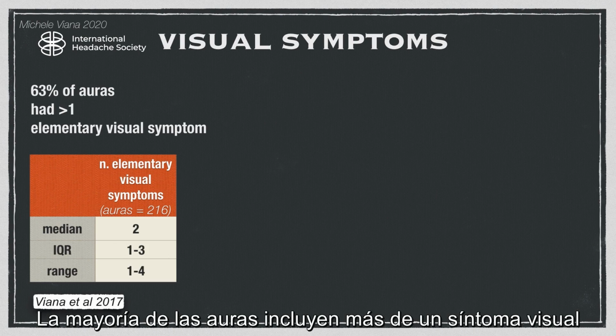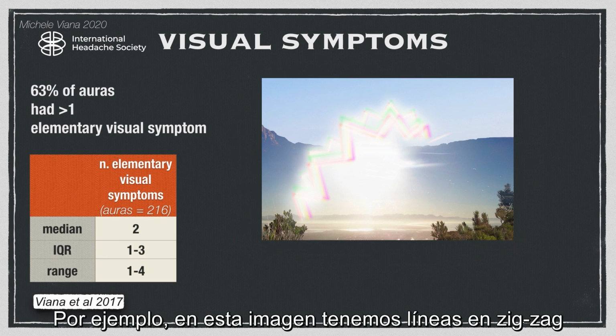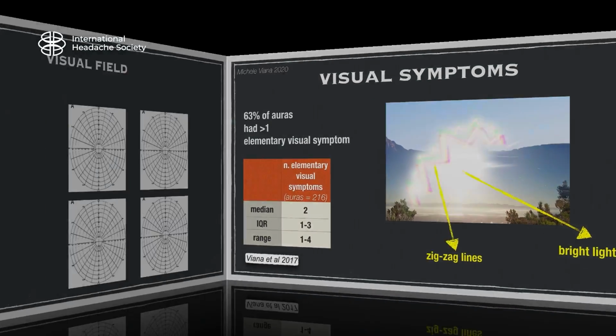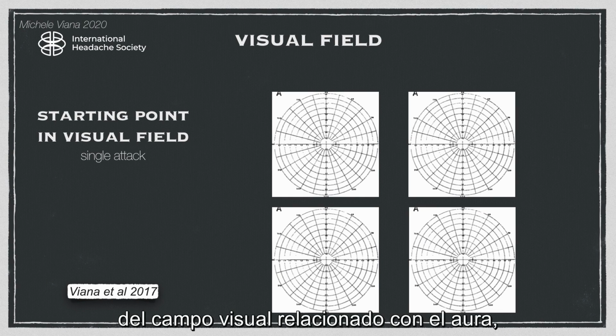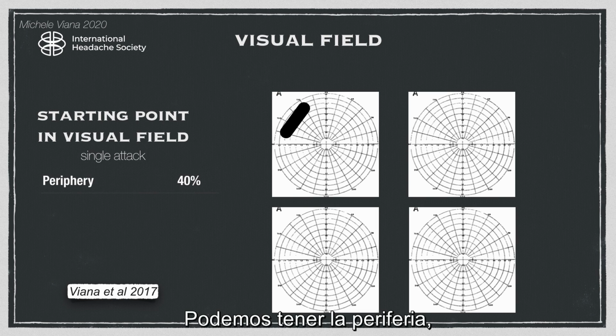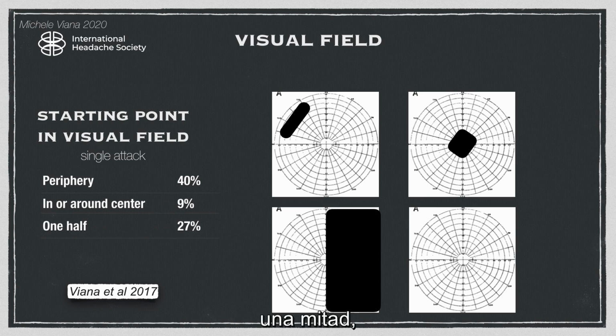Most auras include more than one visual symptom. For instance, in this image, we have zigzag lines and bright light. Here you have a representation of different areas of the visual field involved during aura and their frequency of occurrence. We can have periphery, in or around the center, one half, and all visual field.